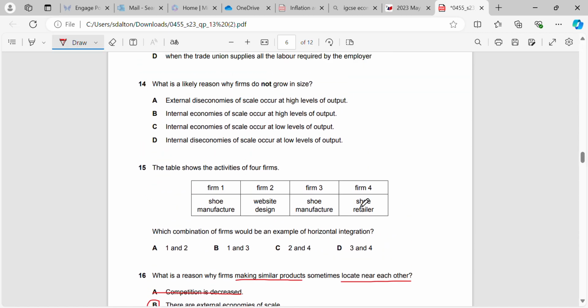Okay, question 15, I won't spend too long on this. You can look over your types of integration. Again, I think it's in Unit 3. Horizontal, same area. So that would be 1 and 3, which are both shoe manufacturers. So we take over a business, or we have a merger between two of the same, basically. That's why it's horizontal, so they're both on the same level.